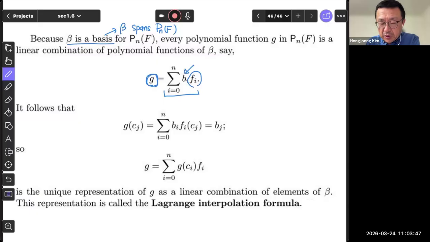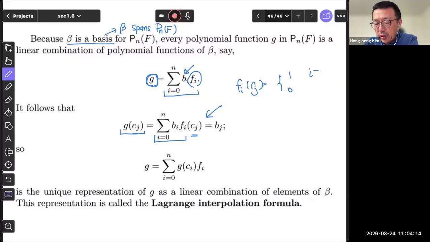Okay, given this equality, if I plug in c sub j to this expression, on the left we have g at c sub j. On the right, I need to evaluate this polynomial at c sub j. And please remember that f sub i at c sub j will be 1 or 0. If i and j are the same, the value is 1. When i and j are different, each f sub i will be 0.